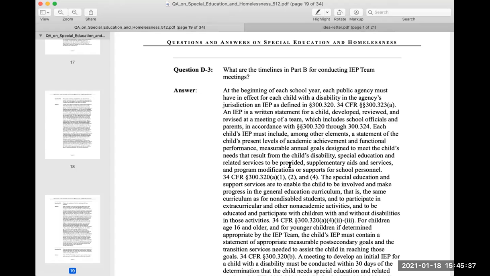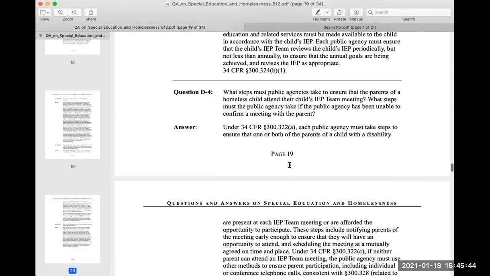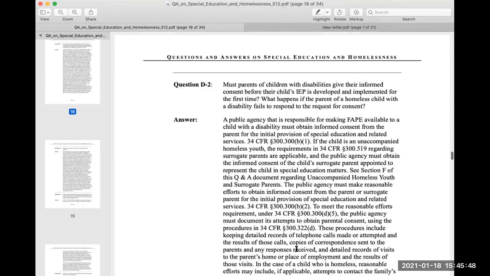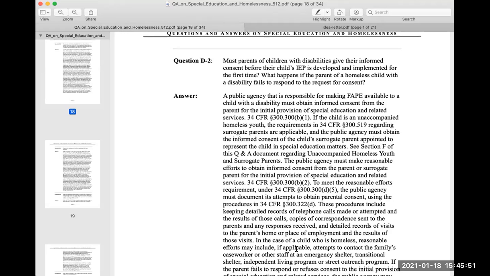Question D2. Answer. Must parents of children with disabilities give their informed consent before their child's IEP is developed and implemented for the first time? What happens if the parent of a homeless child with a disability fails to respond to the request for consent? A public agency that is responsible for making FAPE available to a child with a disability must obtain informed consent from the parent for the initial provision of special education and related services. 34 CFR paragraph 300.300(b)(1). If the child is an unaccompanied homeless youth, the requirements in 34 CFR paragraph 300.519 regarding surrogate parents are applicable, and the public agency must obtain the informed consent of the child's surrogate parent appointed to represent the child in special education matters.